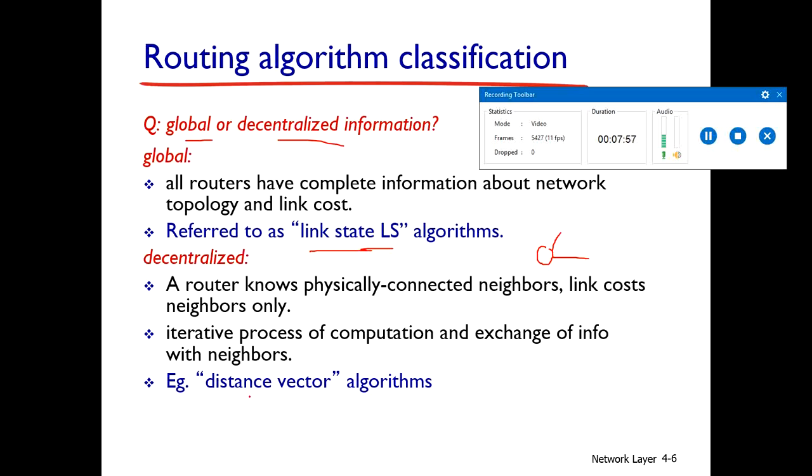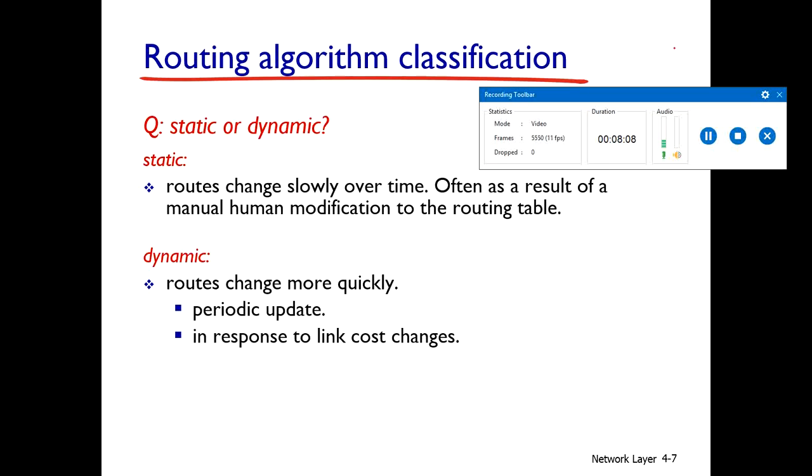So this is the difference between the global and the decentralized algorithms. Example of the global algorithm is link state and example of decentralized is distance vector.